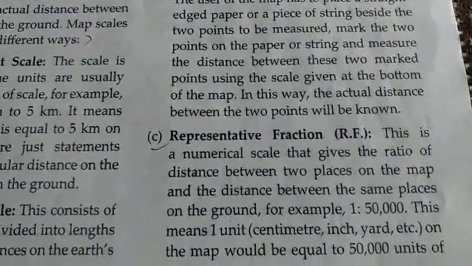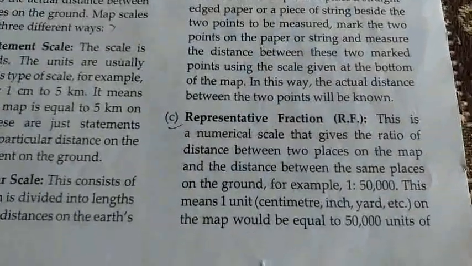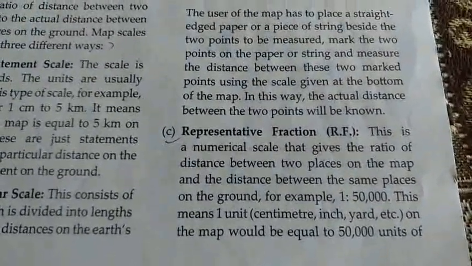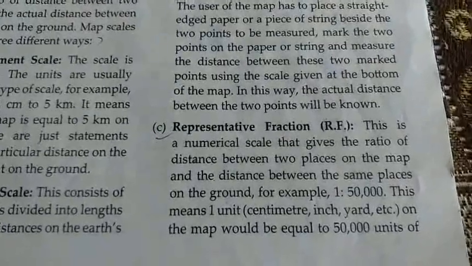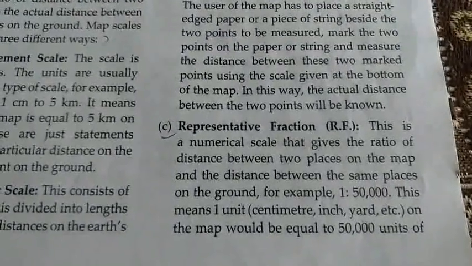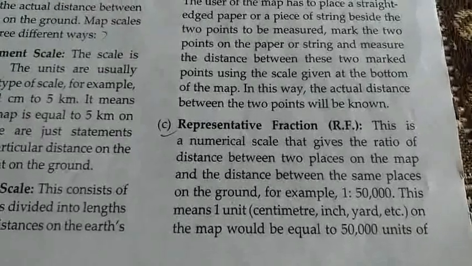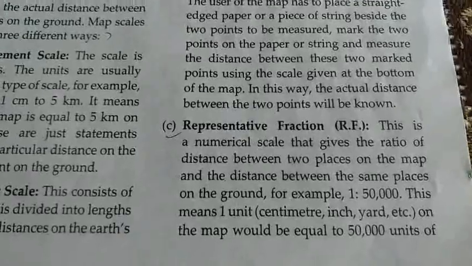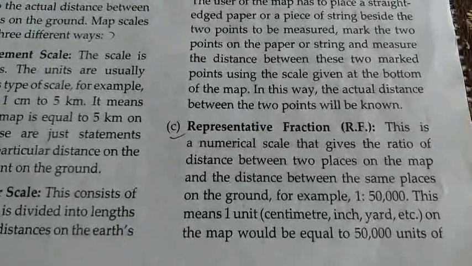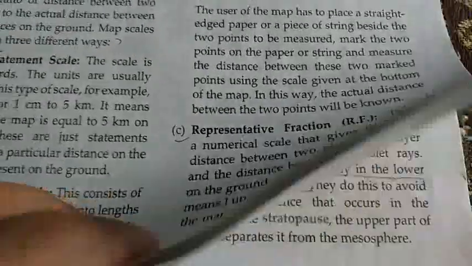Next is the representative fraction. What is it? This is the numerical scale that gives the ratio of the distance between two places on the map and the distance between the same places on the ground. For example, 1:50,000. This means 1 unit, centimeter, inch, yard, etc., on the map would be equal to 50,000 units of the same distance on the ground.